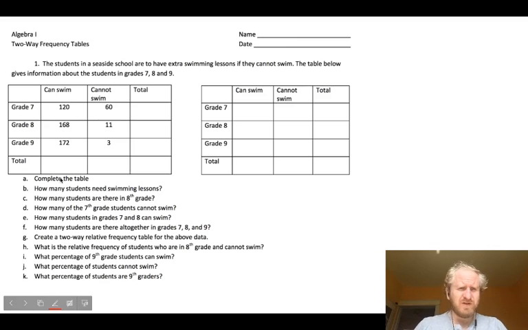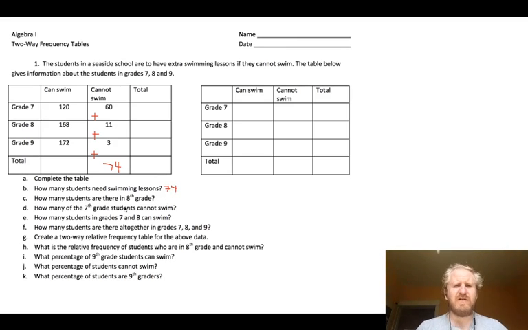All right, so first thing we need to figure out is how many students need swimming lessons. Well, if you can swim, you probably don't need swimming lessons. So this column right here is the cannot swim column. So we just add up everything in here, right? 60 students in 7th grade, 11 students in 8th grade, 3 students in 9th grade. How much is that? I can do that in my head. 71, 74. Now, this isn't the total students. It's just the total of students who cannot swim, right? So there's 74 students who cannot swim.